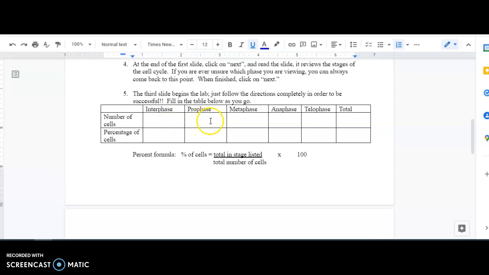Do the same thing for prophase, count them up, put the number, and so on, till you get all of them written down. Your total, there's going to be 36 cells, so I'll tell you, your total right now is 36.